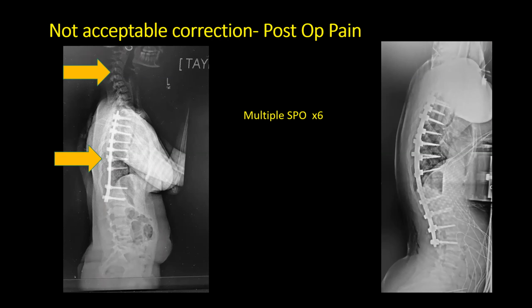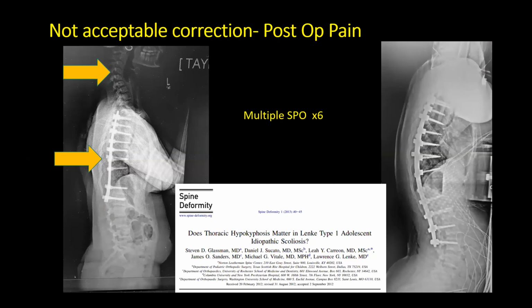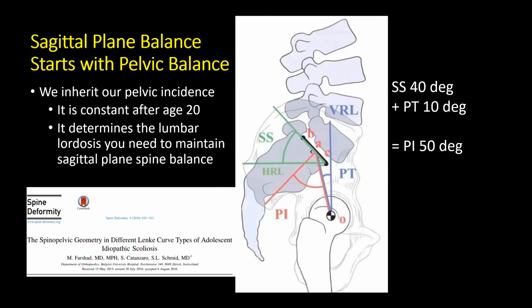The thoracic spine was not adequately corrected. It required multiple Smith-Petersen osteotomies to get the correction just right. So pay attention to the sagittal plane, and also sagittal plane balance starts with pelvic balance. So always start there and look at your pelvic parameters.